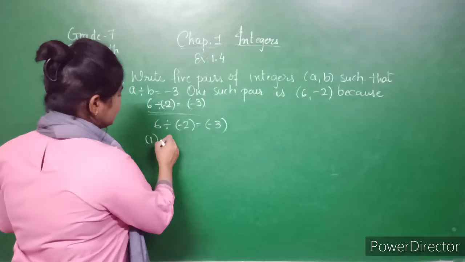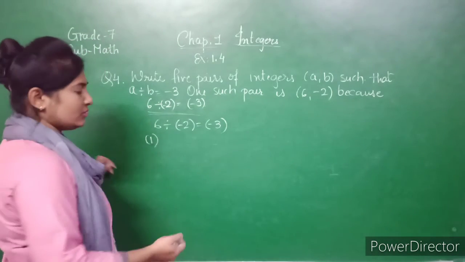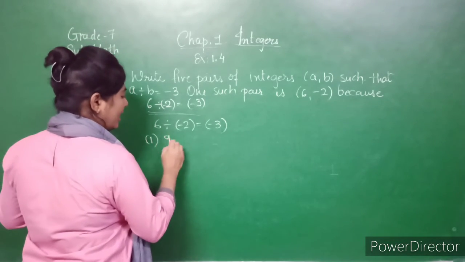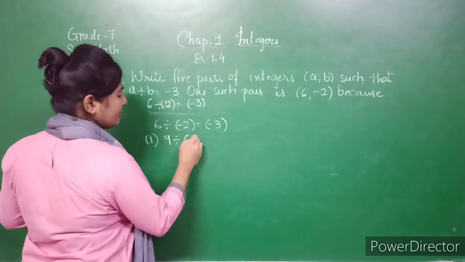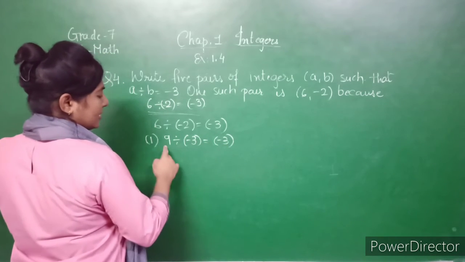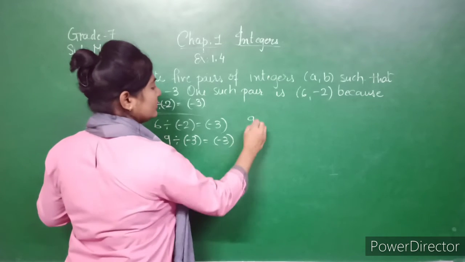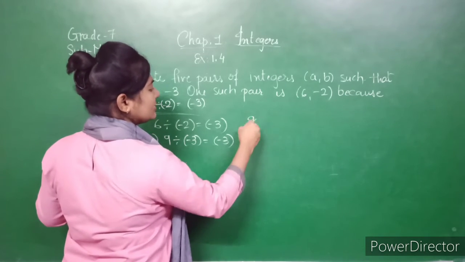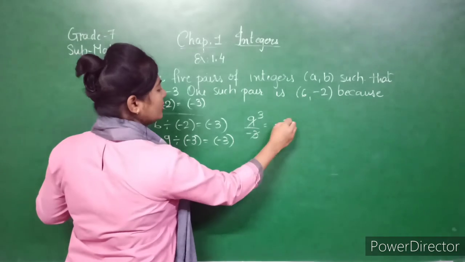So here let's take another pair. Here you can take 9 divided by minus 3, that is minus 3. If you are dividing 9 with minus 3, 3 ones are 3, 3 threes are 9. So here you got minus 3.